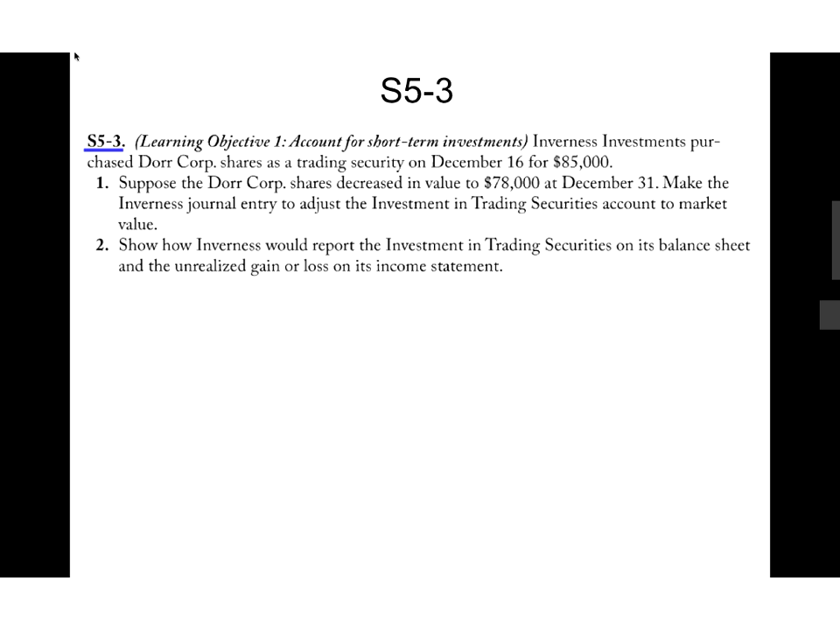Suppose the DoorCorp shares decrease to $78,000 at December 31. Make the journal entry to adjust the investment account. So we went from 85 to 78. We bought it at 85, it's fallen to 78, and we still own it. So that means two things to me.